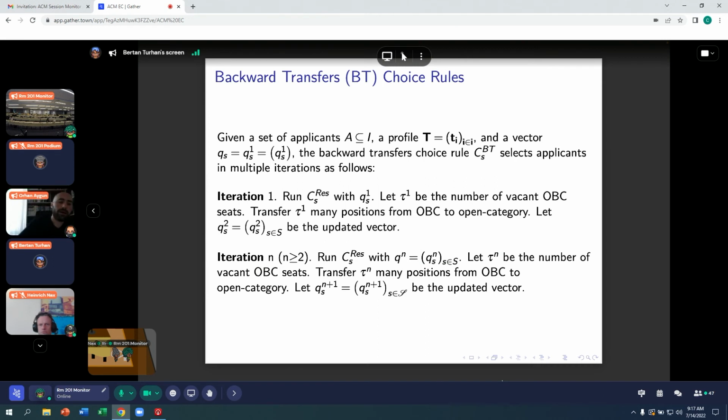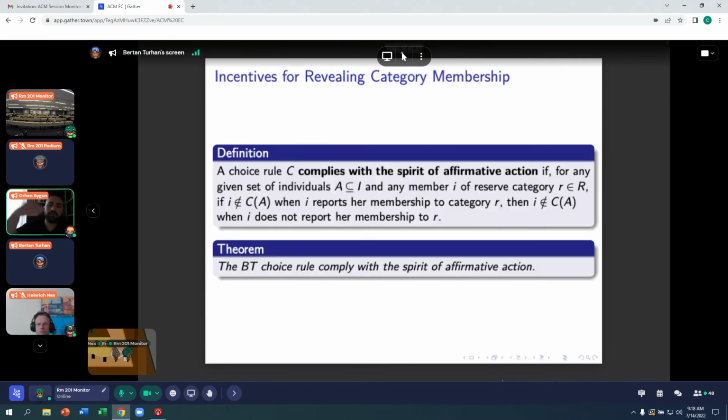Okay. So what we do, for any application pool, we run the reserve choice function, and we add unfilled OBC seats to open category positions. But as I said, we do those iterations at the choice function level. Then we run the deferred acceptance algorithm.